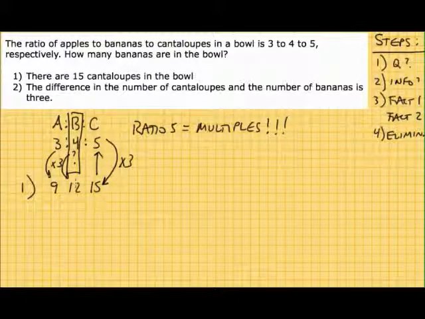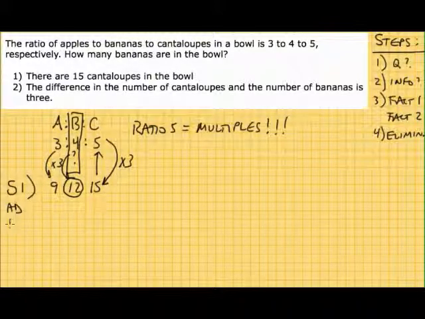And thus you've got the question answered. There are 12 bananas in this bowl because of the relationship and the fact that there were 15 cantaloupes to begin with. So fact 1 is sufficient on its own. Real fast, real easy to pick up. You will see something just like this on test day.